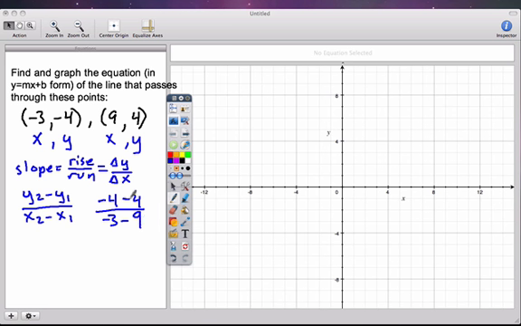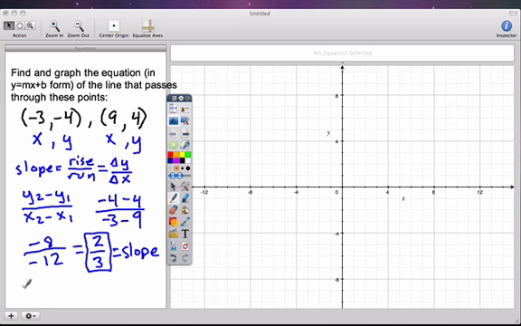Okay, so -4 minus 4 is -8. -3 minus 9 is -12. And that is equal to 2/3. If we divide the top and the bottom by -4, we get 2/3. So what we've got here is our slope, okay? And let's mark that so we don't forget that that's what that number is. We'll circle it and mark it as our slope.